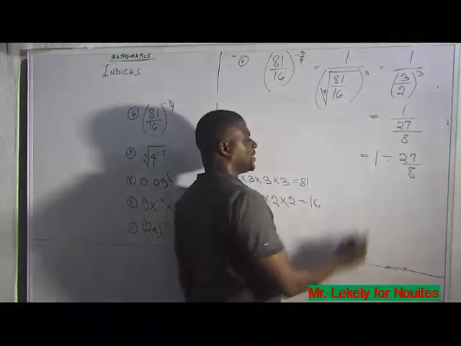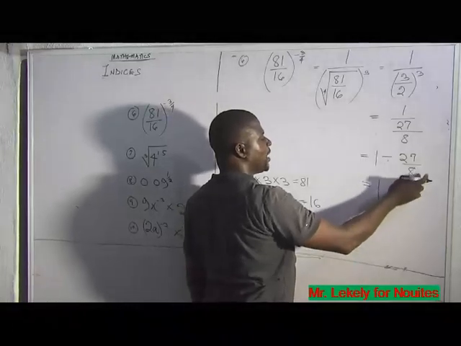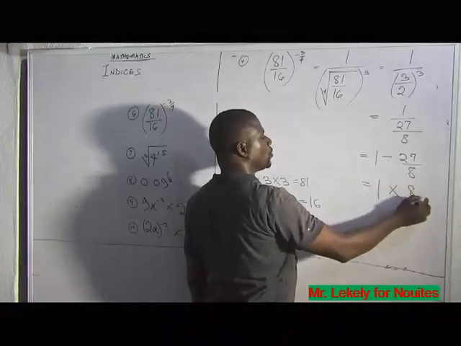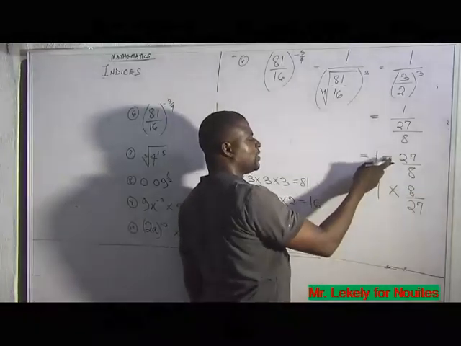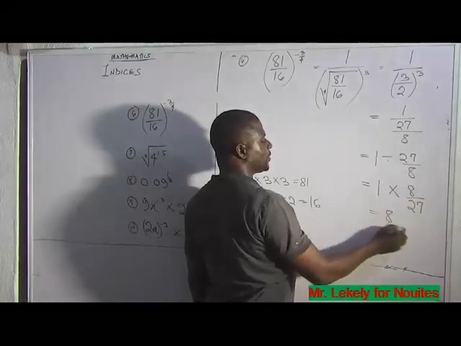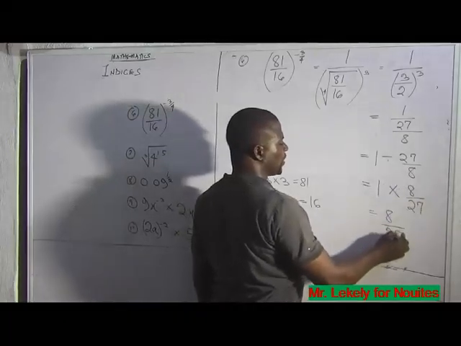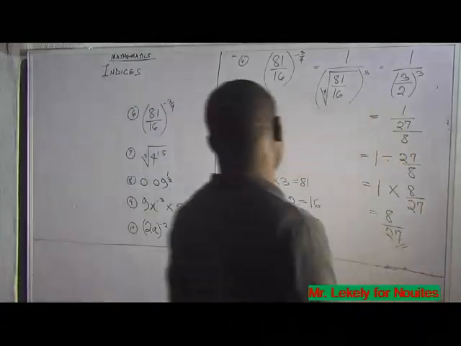So in mathematics, you can now say 1, this divide will change to times. 8 will go up, 27 will come down. Once this divide changes to times, so you have 1 times 8, that's 8, over what? 27. That's the answer to that.